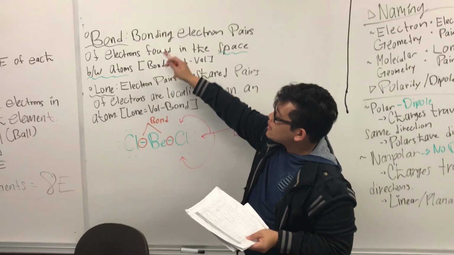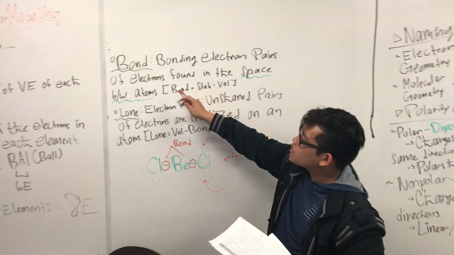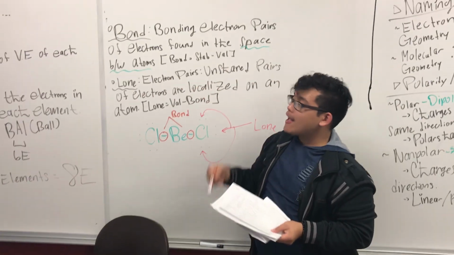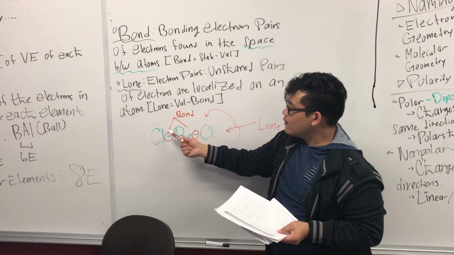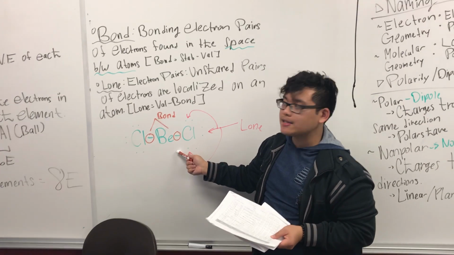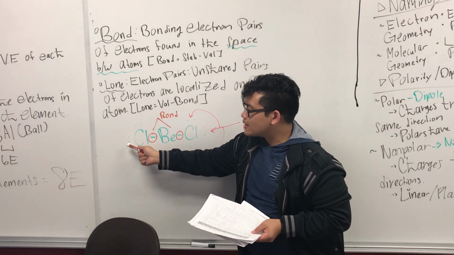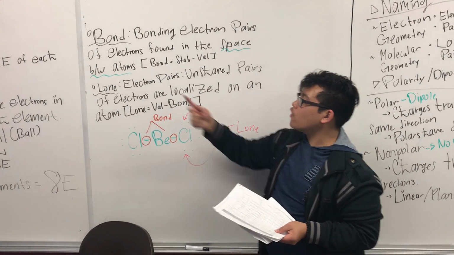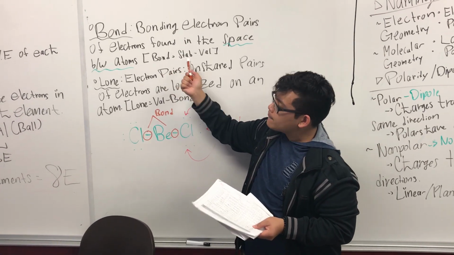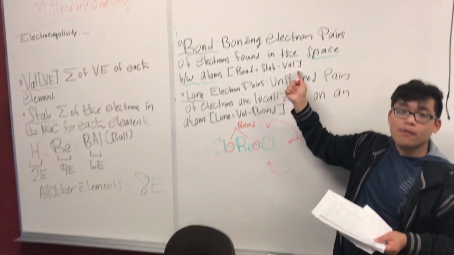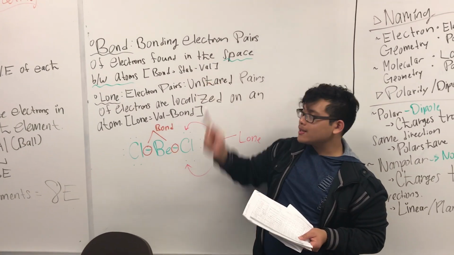So bond is like here, it says bonding electron pairs of electrons found in the space between atoms. And I emphasize space because right down here, this part right here is a bonding pair. You don't include these. These are what we call lone pairs, but I'm getting ahead of myself. So the formula for bond is stab minus val. So this minus this. Memorize this, because you're gonna need to know it for the quiz.